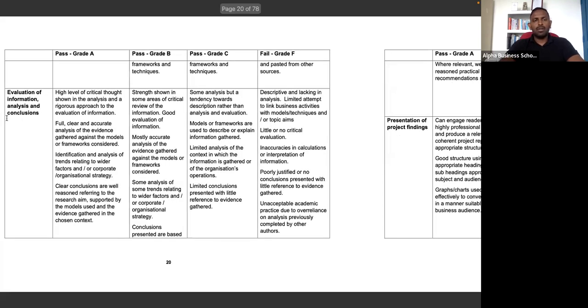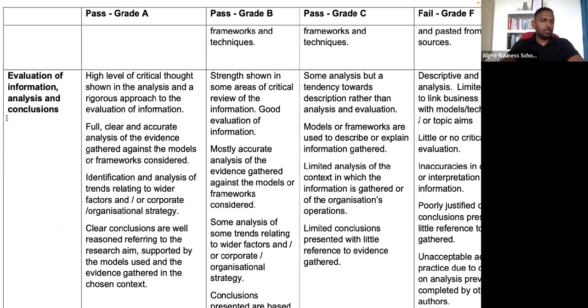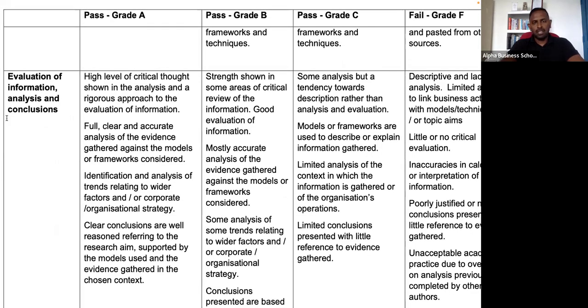The second element where you have to score your marks is evaluation of information and analysis and conclusions. High level of critical thought shown in analysis and a rigorous approach to the evaluation of information. In many sections, I see students just put a graph or show the variance and they explain the variance. No, explaining a graph or explaining a variance is not high level of critical thought.